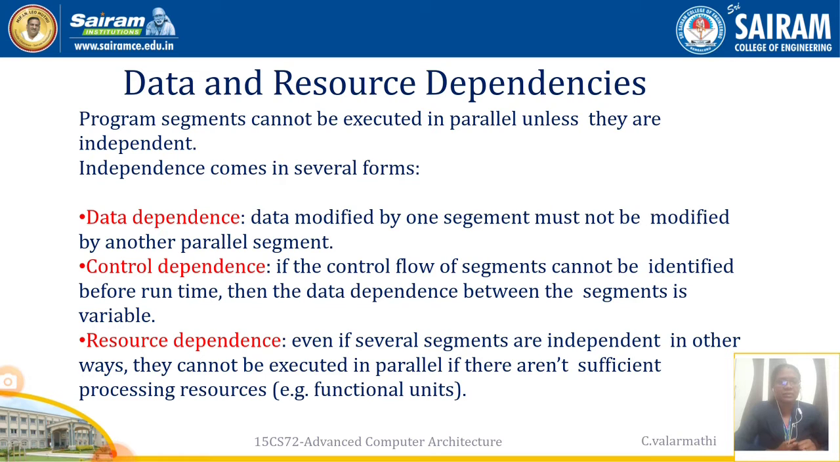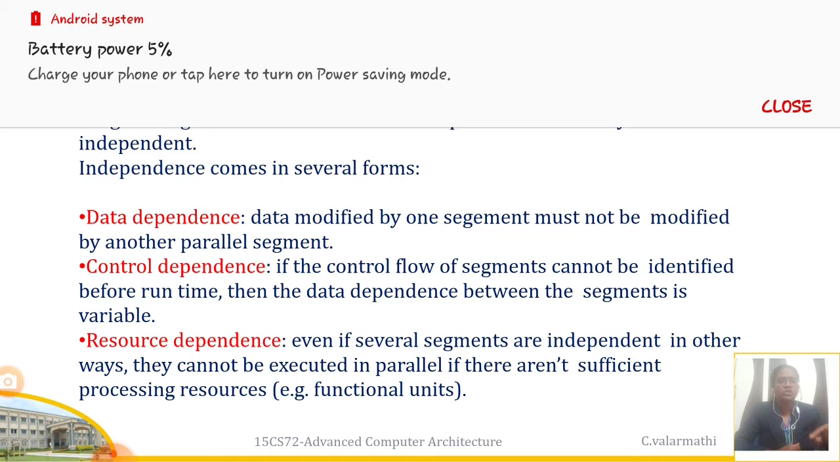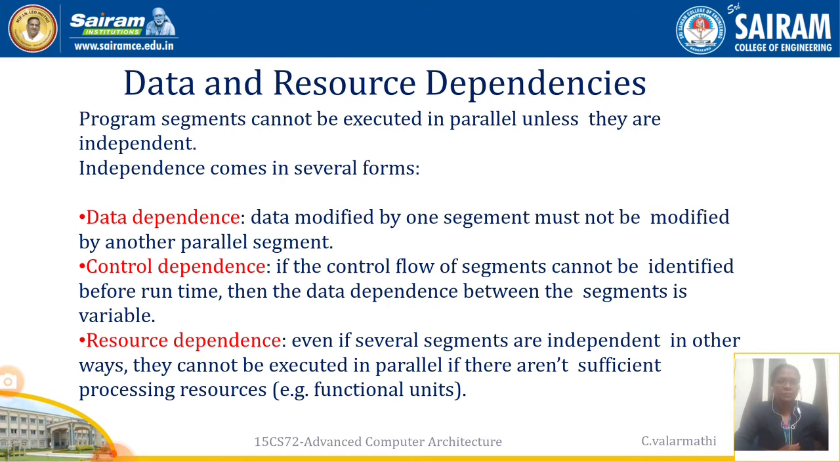First, data dependency. What is meant by data dependence? Data modified by one segment should not be modified by another parallel segment. So when you are going to execute in a parallelized environment, the data modified by one piece of execution should not be modified in another piece. Then control dependency. If the control flow of segments cannot be identified before runtime, then the data dependency between the segments is a variable.